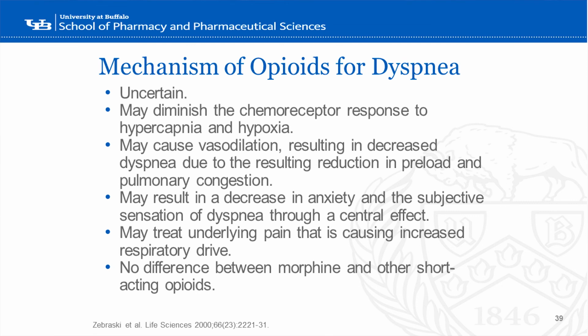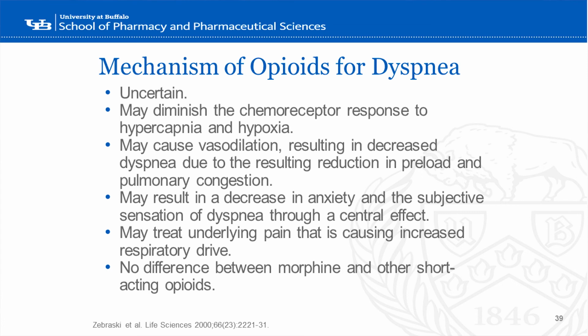Mechanistically, why do opioids work for dyspnea? It's relatively uncertain. There's a number of different theories, whether it's diminishing the chemoreceptor response to hypercapnia and hypoxia. It may cause vasodilation, which results in decreased dyspnea due to the resulting reduction in preload and pulmonary congestion. It may result in a decrease in anxiety and the subjective sensation of dyspnea through a central effect. It may treat underlying pain that is causing the increased respiratory drive.